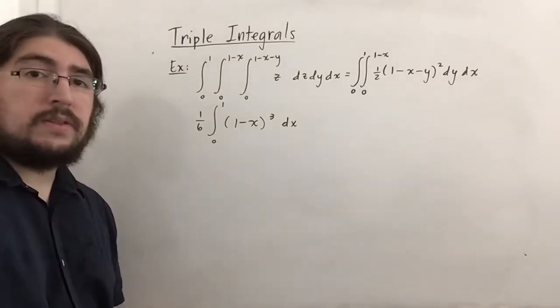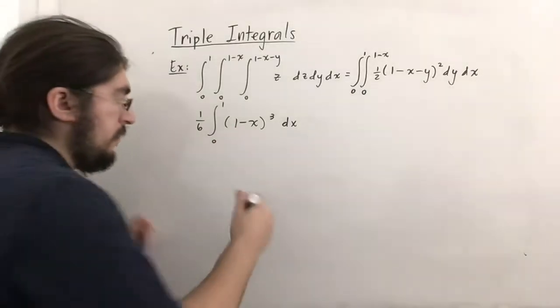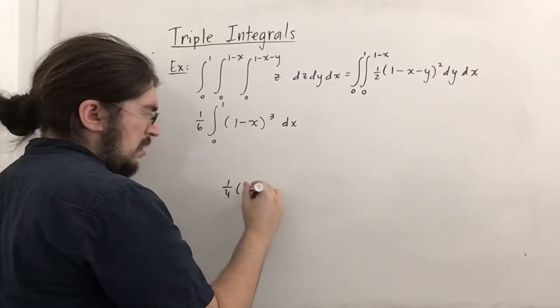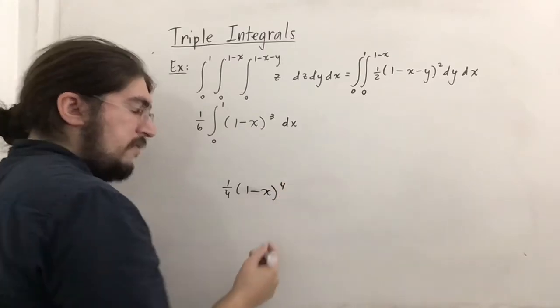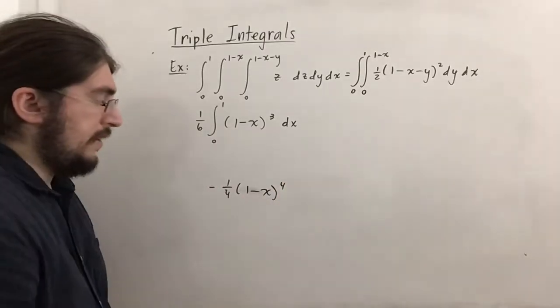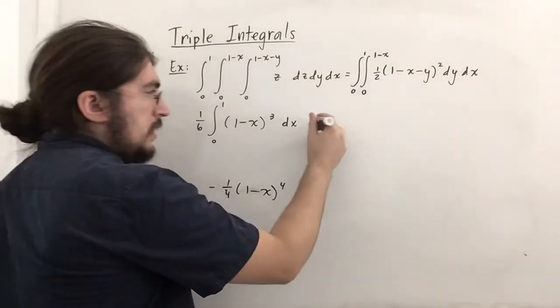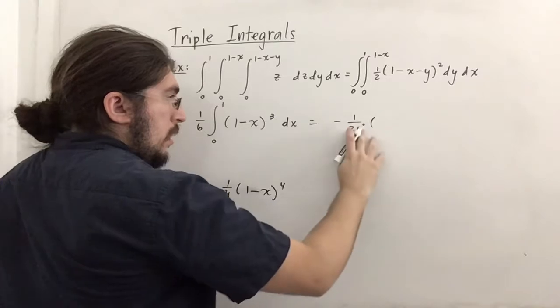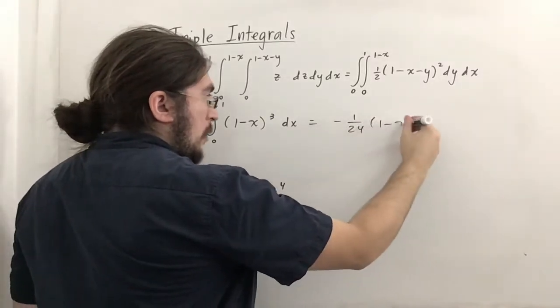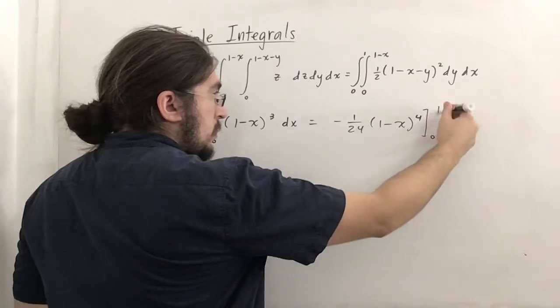The antiderivative of 1 minus x to the third is 1/4 times 1 minus x to the fourth. But then by chain rule, you have to divide by -1, which just accounts for a negative. Perfect. So now this -1/4 we can pull out with this 1/6, and that gives us -1/24 times 1 minus x to the fourth. And now we have to evaluate this between the limits 0 and 1.